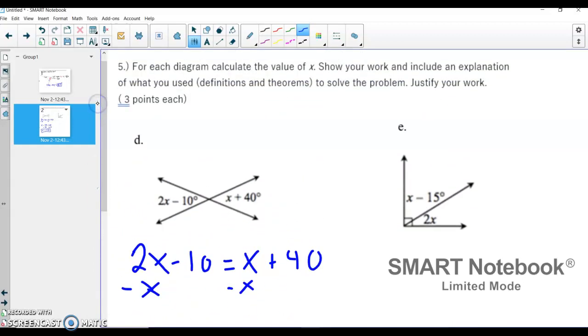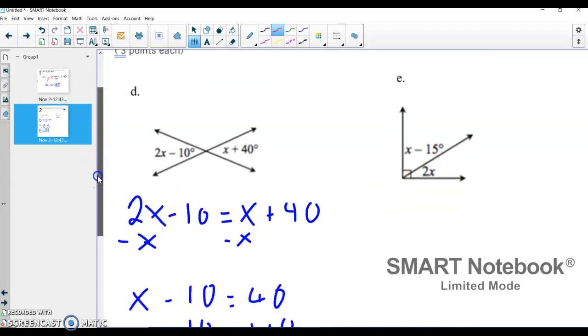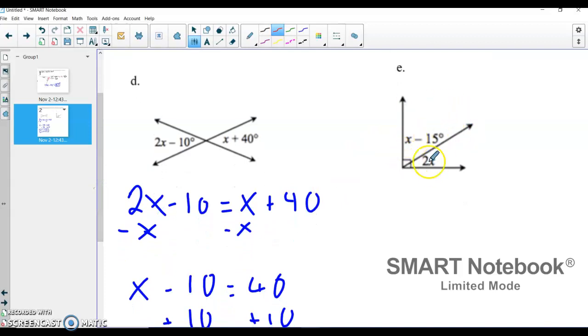Same kind of thing for part E. I need to realize what angle relationship is this? Well, I see that this is a right angle, so these two angles, x minus 15 and 2x, they're forming a right angle. And when two or more angles form a 90-degree angle, we call that complementary, okay? And the way we can solve for x here is we can take the two angles, add them up, and set them equal to 90, because that's what it means for two angles to be complementary.